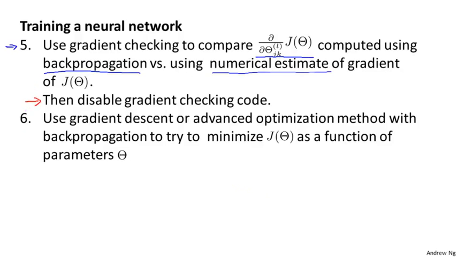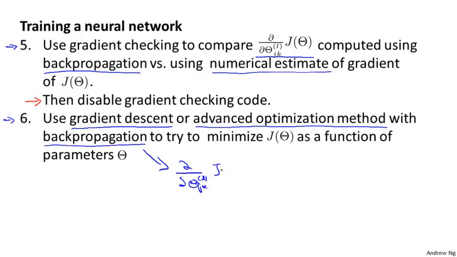And finally, we then use an optimization algorithm such as gradient descent or one of the advanced optimization methods such as LBFGS or conjugate gradient, as embodied in fminunc or other optimization methods. We use these together with backpropagation. Backpropagation is the thing that computes these partial derivatives for us. So we know how to compute the cost function, and we know how to compute the partial derivatives using backpropagation. So we can use one of these optimization methods to try to minimize J of theta as a function of the parameters theta.